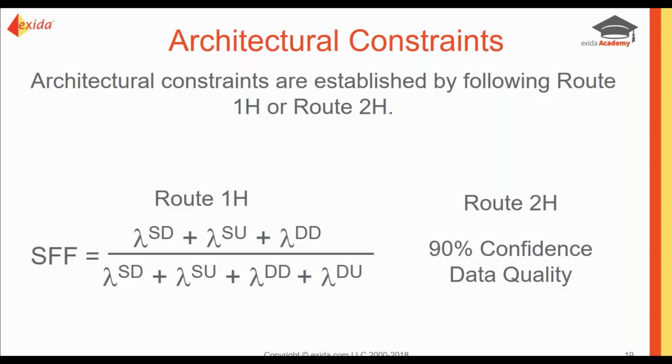The alternative route is Route 2H. Instead of doing your safe failure fraction calculation, you throw that out the window, but you are saying that you have a high confidence in your data quality or your data collection. And this isn't just, oh yeah, I kind of feel good about it. No, this is actually a 90% or greater confidence factor in the results of your data quality and data collection.